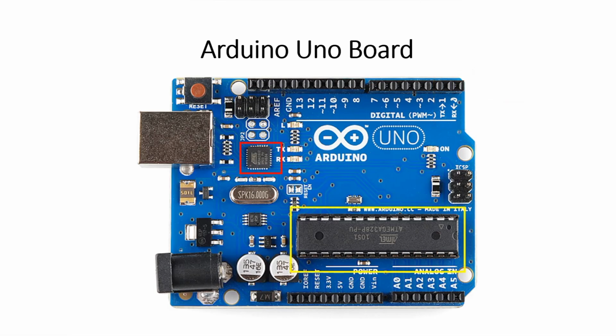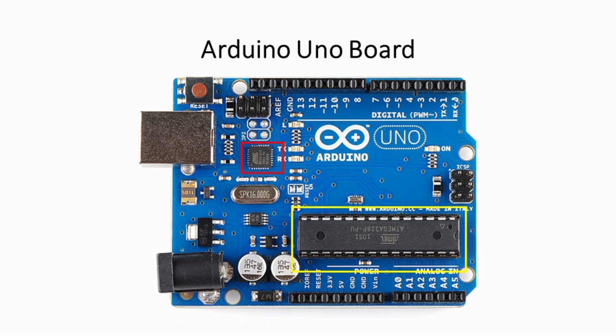Now let us come to the main component of this board, the microcontrollers. Arduino Uno has two microcontrollers. Number one is the Atmega 328, that is marked with yellow, the bigger chip, the main microcontroller that executes the program. And there is another microcontroller marked with red, that is the Atmega 16U2. It handles the communication with the USB.